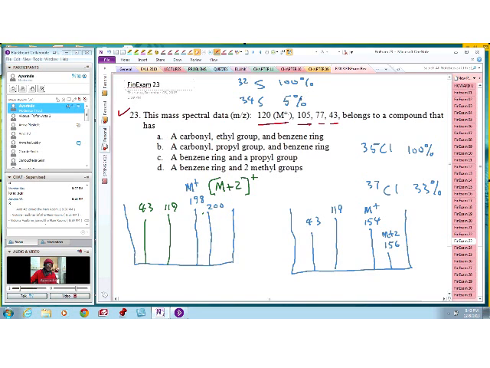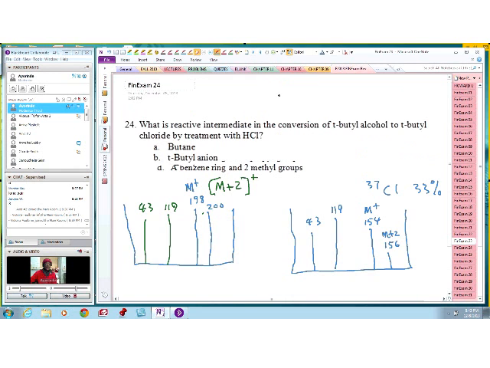Anyway, that is why I brought that up, because I forgot to actually tell you this particular aspect of mass spectrometry. This is a very important one. Okay, so let us go to the next question.